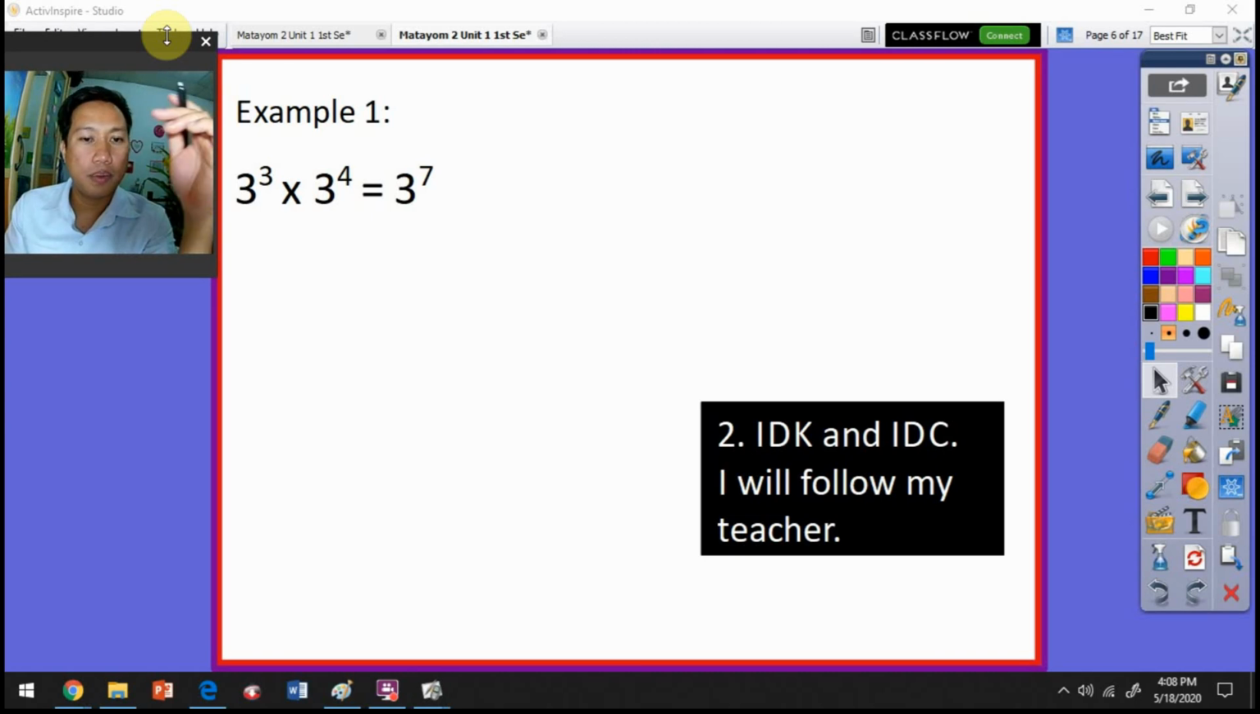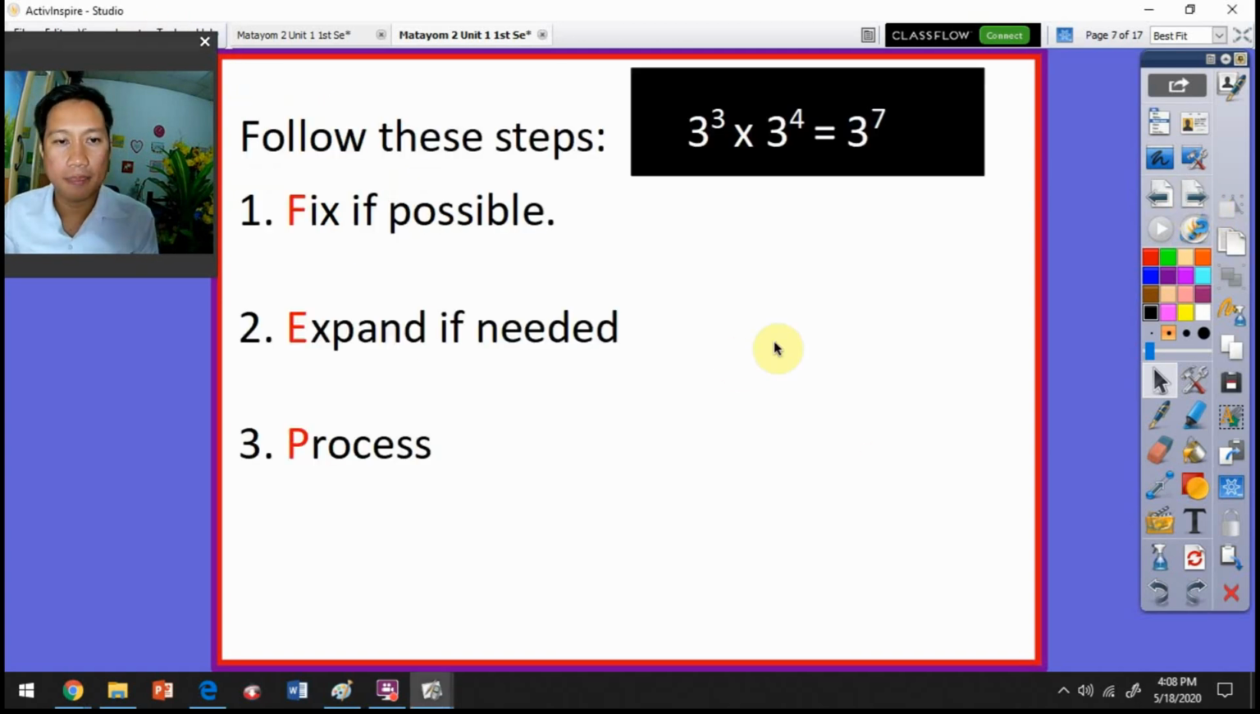So 3 to the power of 3, or 3 cubed, times 3 to the power of 4 is equal to 3 to the power of 7. Now we're going to investigate it. Since we are the last FEP of Matayom, I made this up. So it's nice, and we will follow this.